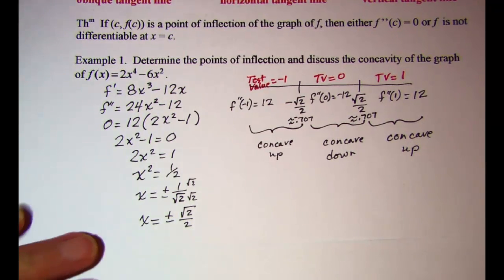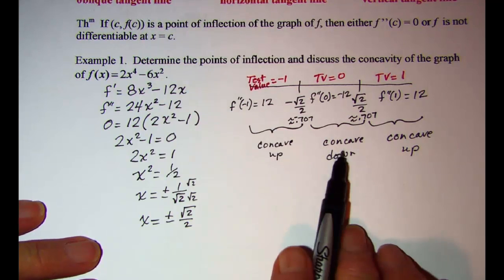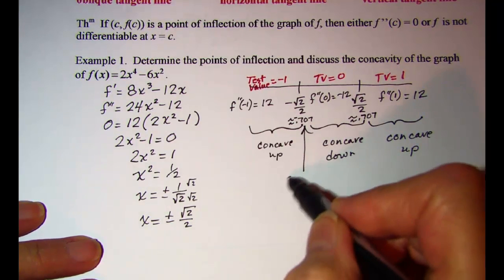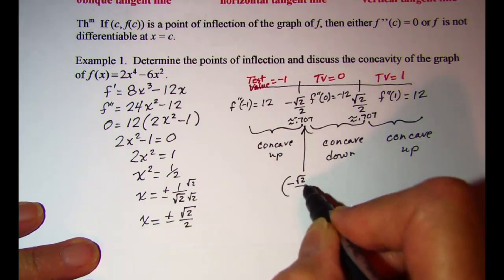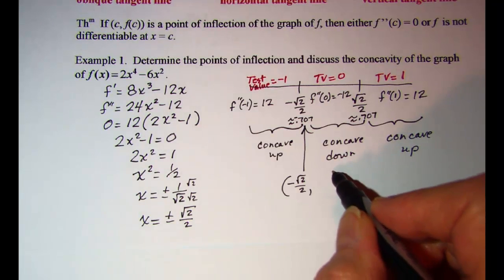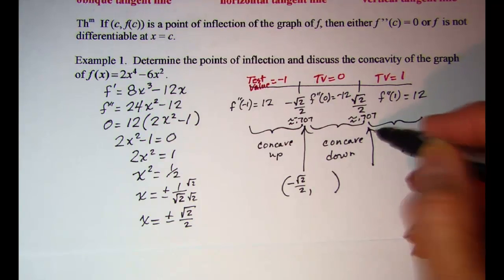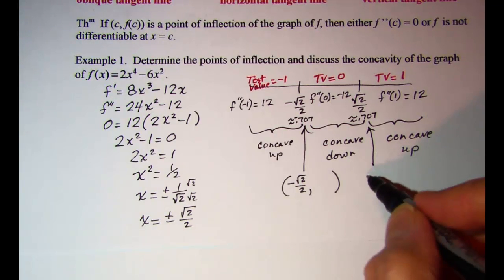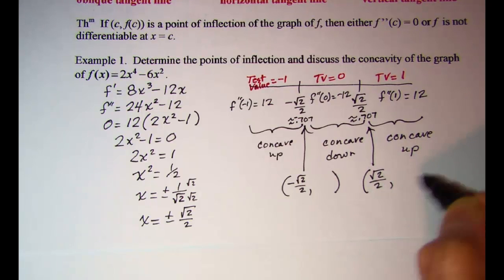So we have a point of inflection where the concavity changes from up to down. So our point here is going to have coordinates x equals -√2/2, and then we'll have some y value. And then on this one, our concavity changes from down to up. So we'll have +√2/2 with some y value.